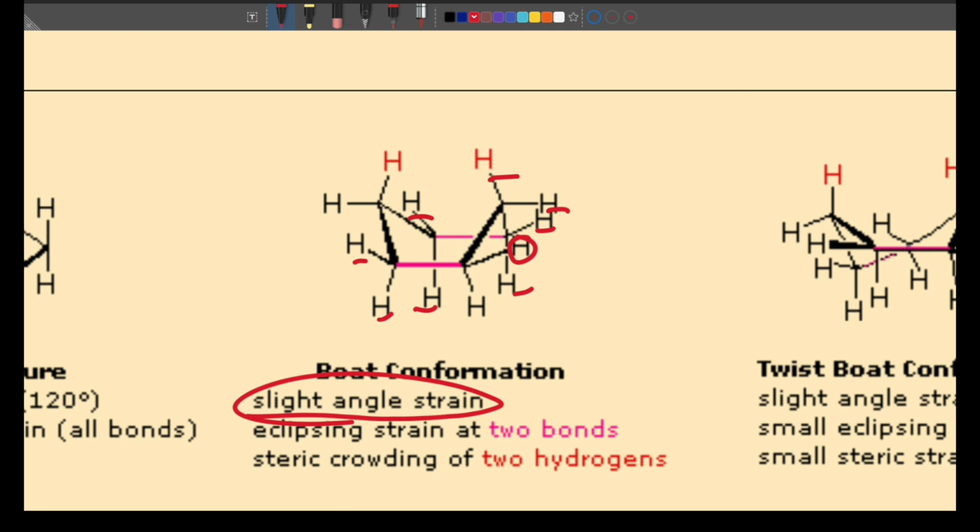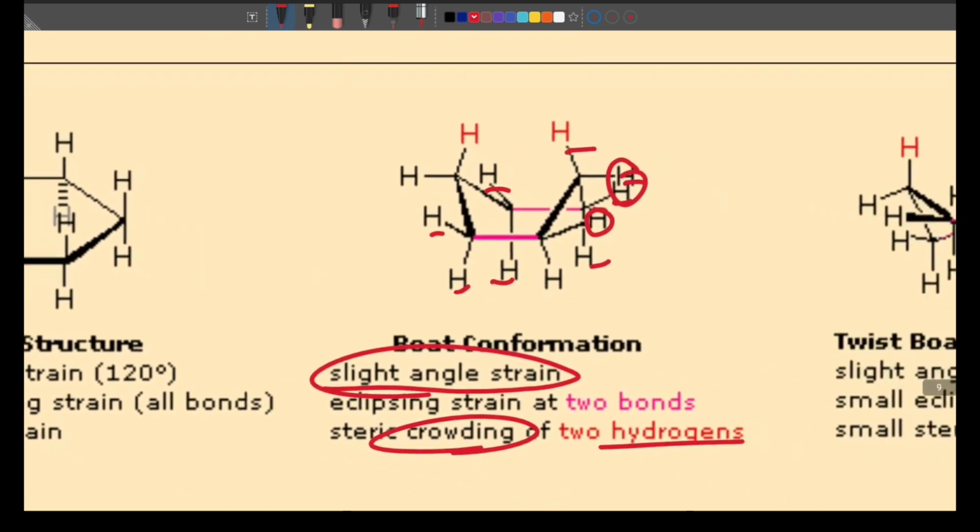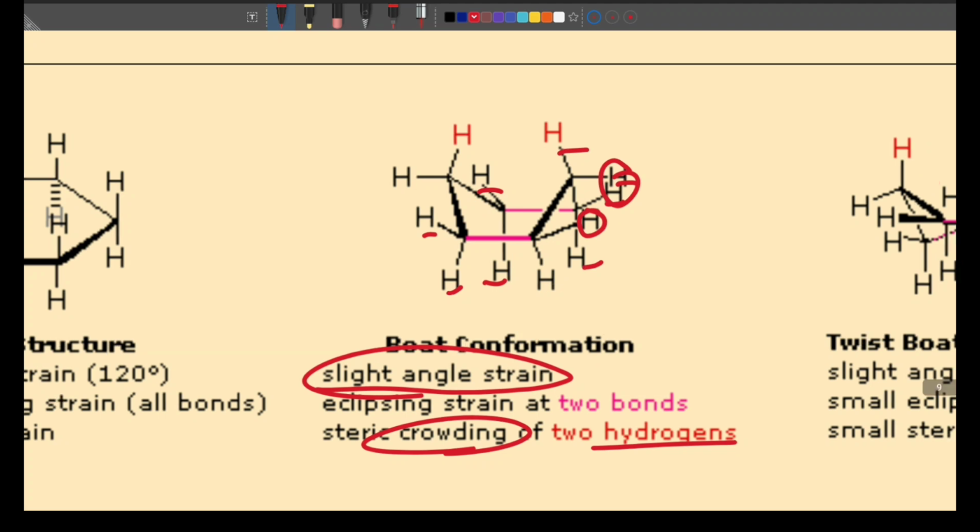Like how do we even come up with this angle, right? And steric overcrowding of the 2 hydrogens. See, this overcrowding is there. It's not eclipsing like before. Unlike the planar structure, the boat conformation is not eclipsing, but still it's keeping a crowded place.